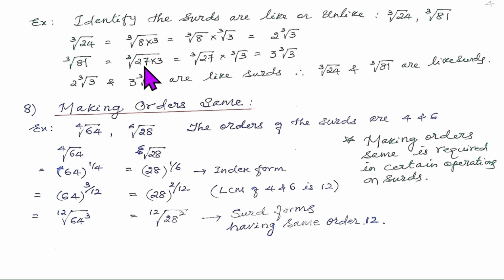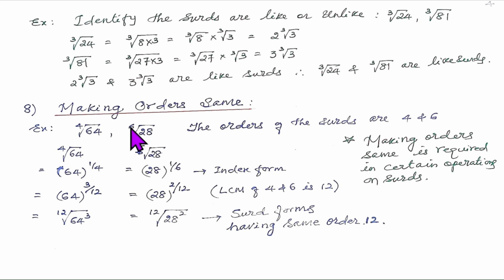Cube root of 81 can be written as cube root of 27 into 3. Cube root of 27 is 3, cube root of 3 as it is, and you find here the radicand is same, the order is same, therefore they are like surds. Now making orders same. If you observe here, we have got 4th root of 64 and 6th root of 28. The orders are different here, 4 and 6 are different orders.